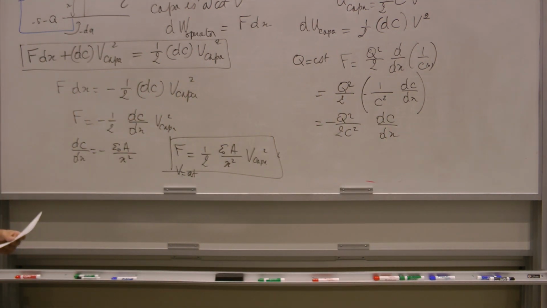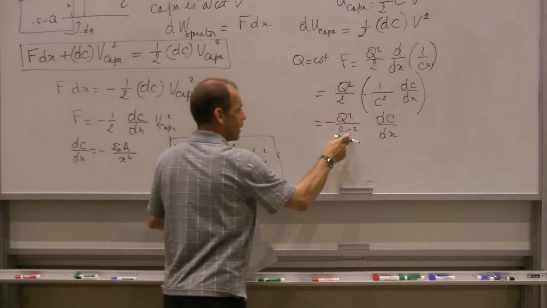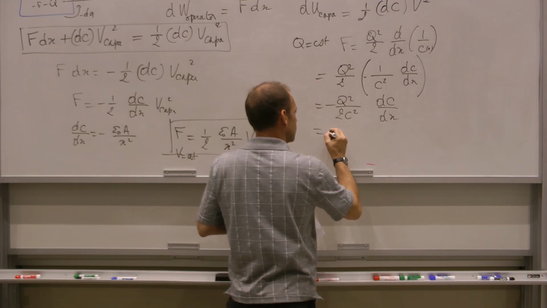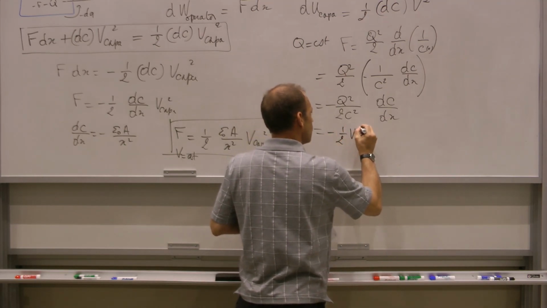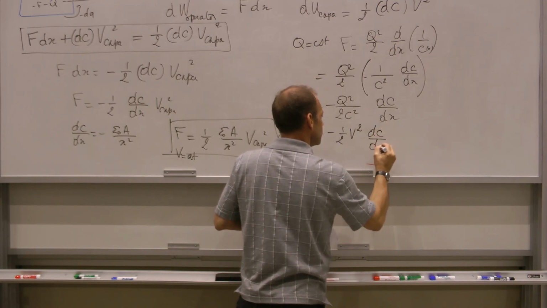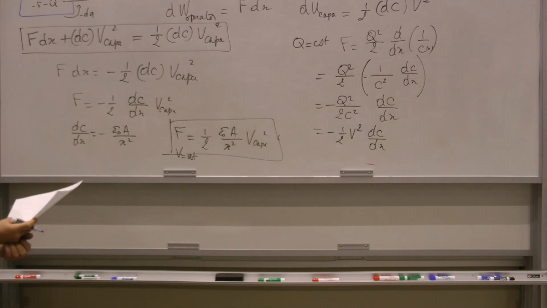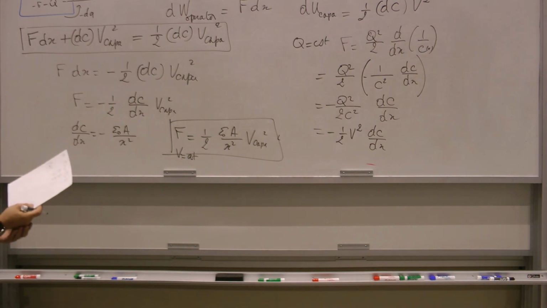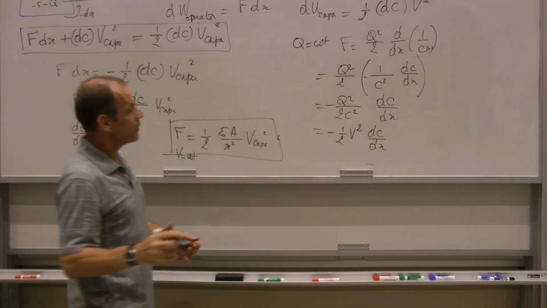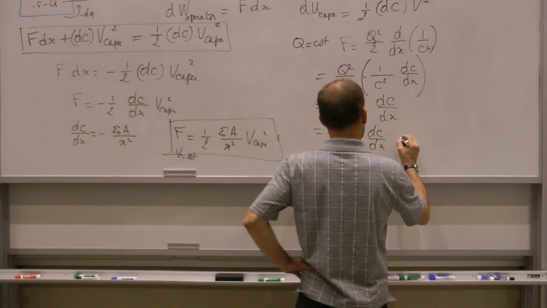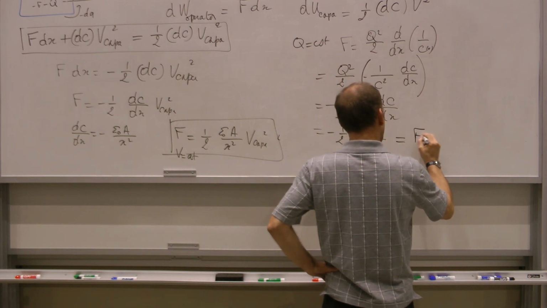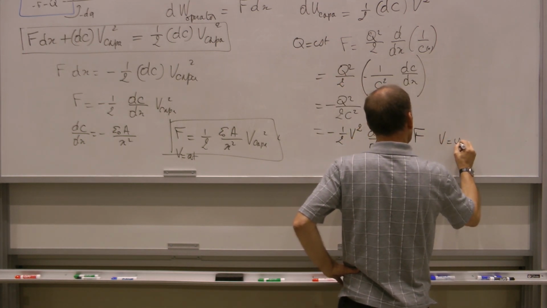Now, what is Q squared over C squared? That's V squared. It's negative 1/2 of V squared dC over dx. So where was I going with this? Suddenly I lost my train of thought. Oh yes, because this is the expression we found for the force when V was constant.